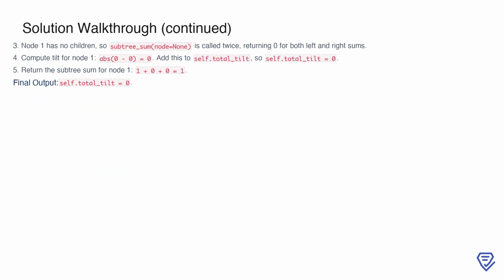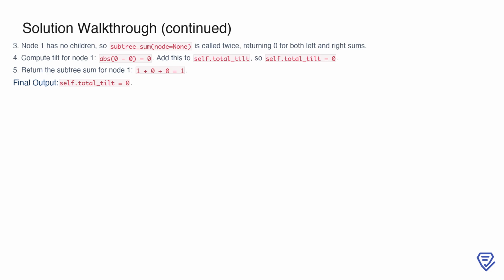Finally, let's consider the simplest case, a binary tree with only one node. The input tree consists of a single node with a value of 1. Starting at the root node, we initialize self.total_tilt to 0 and call subtree_sum for node 1. Since node 1 has no children, the recursive calls to subtree_sum for its left and right children return 0.